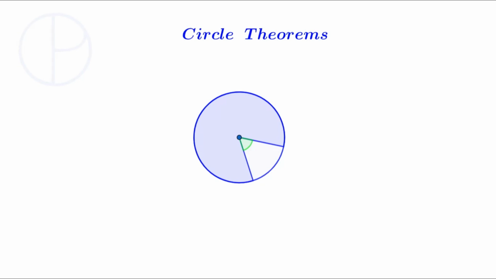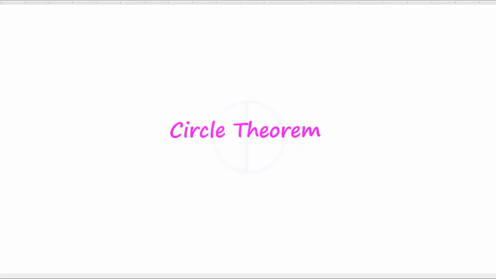When an arc forms an angle at the center, we say the angle is subtended at the center by the arc. And when the arc forms an angle at the circumference, we say the angle is subtended at the circumference by the arc. So far, we have seen the names of the parts of a circle. Now let's look into the circle theorems.